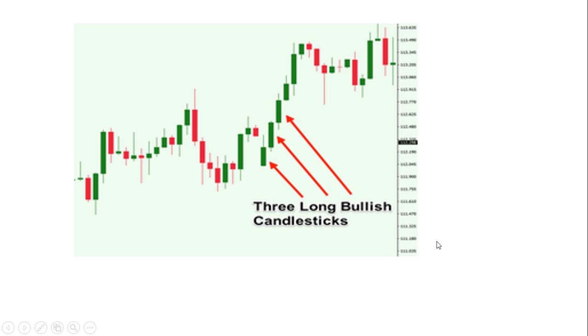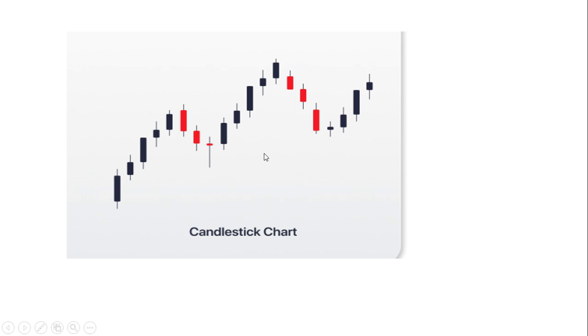Likewise, these three long bullish candlestick conditions, you can see the same thing. This is a signal of a bullish trend. Why? Because the third candlestick opened and closed above the second candlestick, likewise the second above the first. This is how you can identify them on the chart.